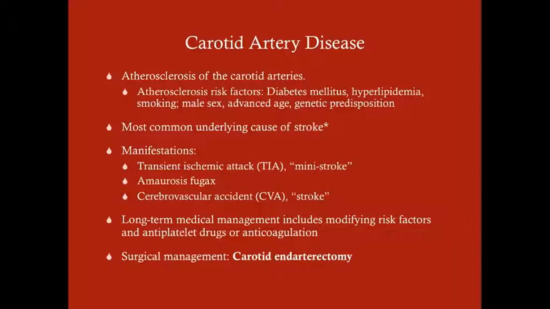So, diabetes mellitus, hyperlipidemia, particularly an LDL to HDL ratio of greater than 3 to 1. Smoking, and then some of the non-modifiable risk factors such as male sex, advanced age, and genetic predisposition. All of those work into a patient's susceptibility to atherosclerosis and therefore for carotid artery disease, to develop plaques in the carotid arteries. Carotid artery disease is the most common underlying cause of stroke.